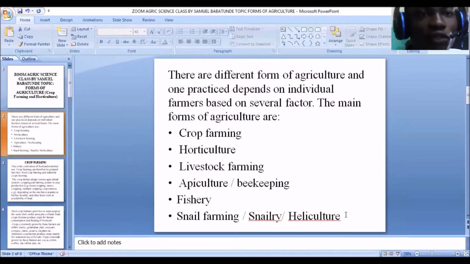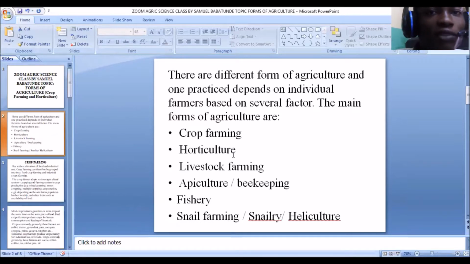Now, the main forms of agriculture are crop farming, horticulture, livestock farming, apiculture, or what we know as beekeeping or bee rearing, fishery, and snail farming, snailry, or heliculture. So these are the various forms of agriculture.